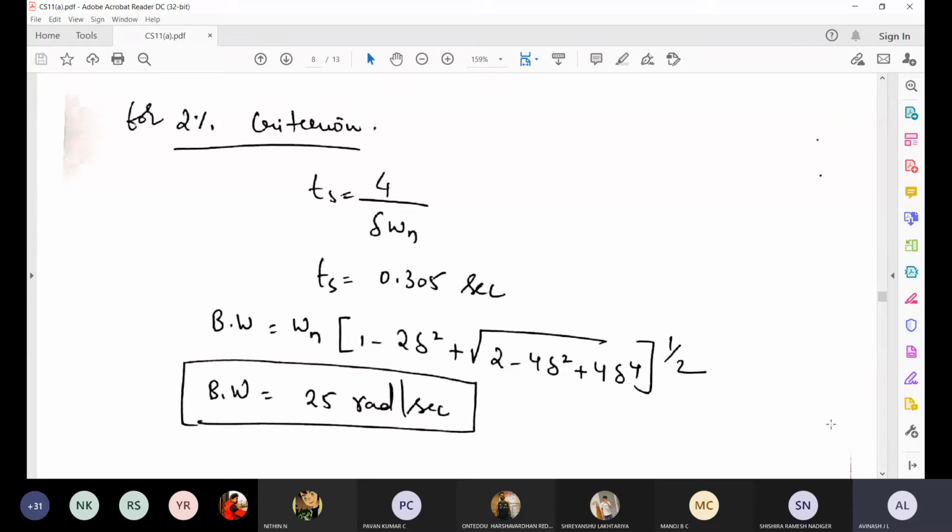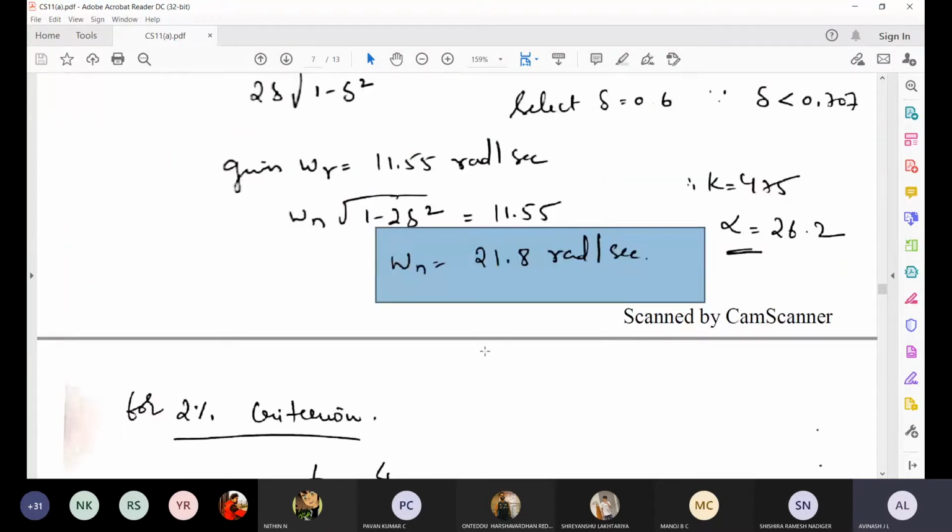So in order to find the settling time, yes, anyone want to ask anything? Okay, so we can find the settling time also. It is 0.305 seconds. This is 4 divided by delta into omega n. For bandwidth, the formula indicates the bandwidth will be equal to omega n into the square root of 1 minus 2 delta square plus the square root of 2 minus 4 delta square plus 4 delta to the power of 4. This is the formula we have taken. So here you substitute the value of omega n and delta, we will get 25 radians per second.